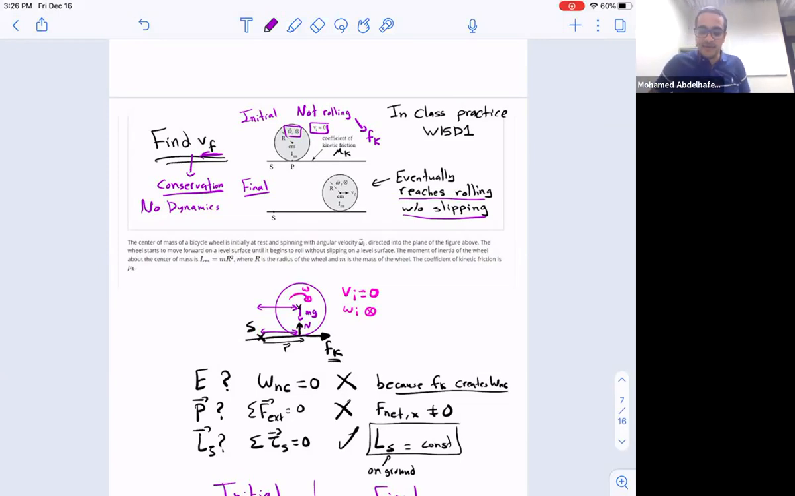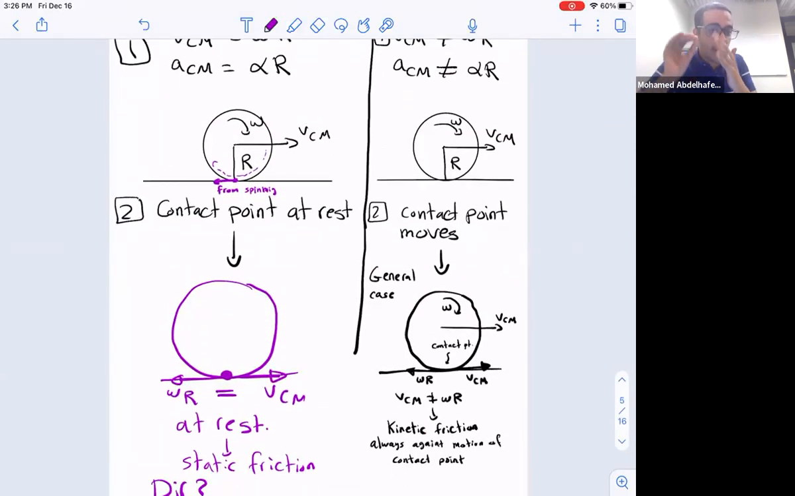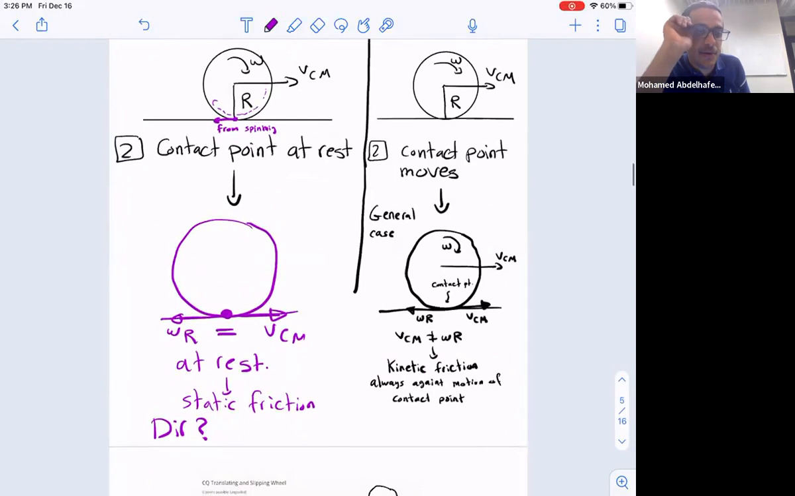So anyway, coming back to the big picture, rolling without slipping is a special case where the contact point is exactly at rest because the VCM and omega R at the bottom cancel exactly. So the contact point is always at rest in rolling without slipping, which means that we have static friction. Don't forget this. If the question says this is rolling without slipping, add static friction to the free body diagram.